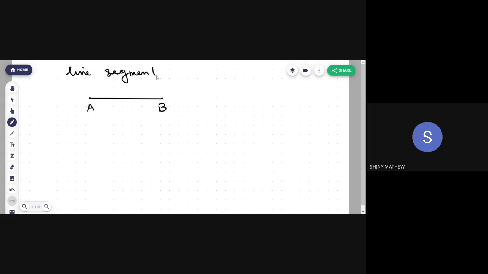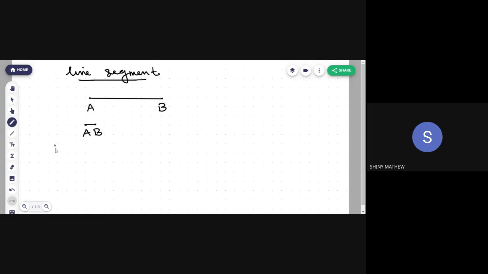It is line segment AB. Okay, below you write line segment. We can denote it by line segment AB because there are two endpoints. The endpoints are A and B. So this AB is a line segment. A line segment has two endpoints.